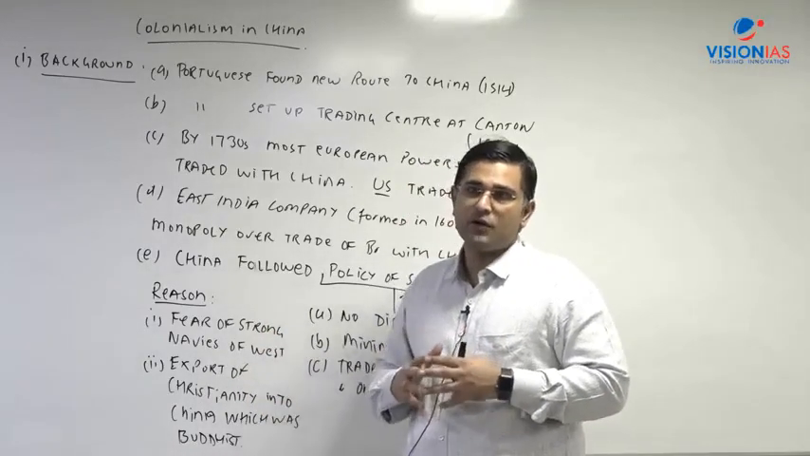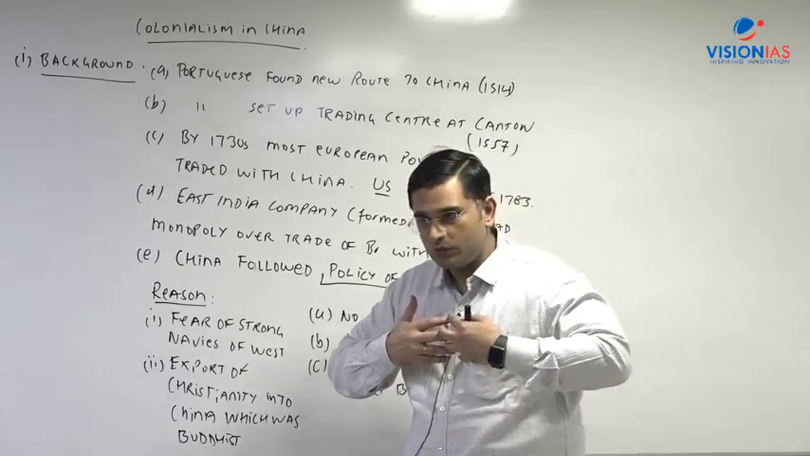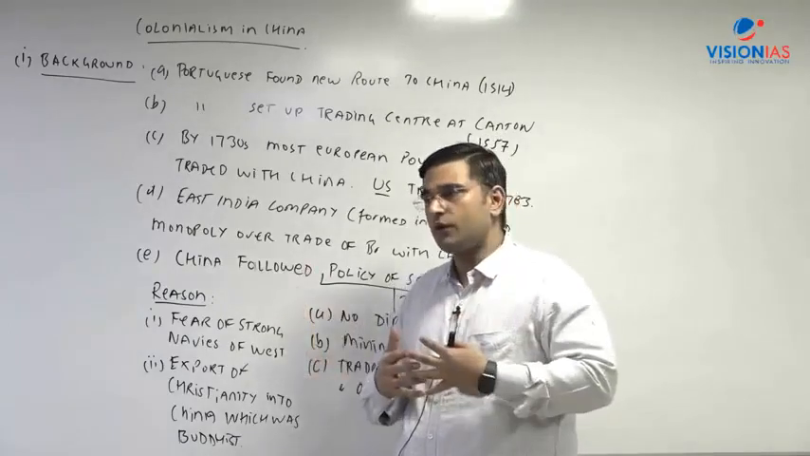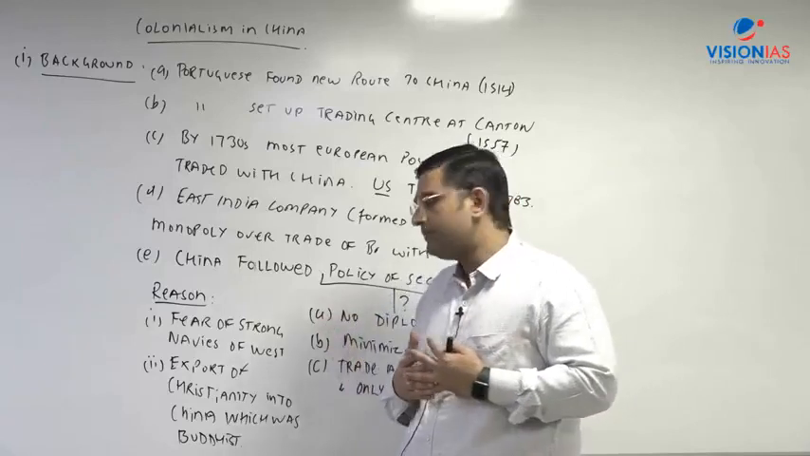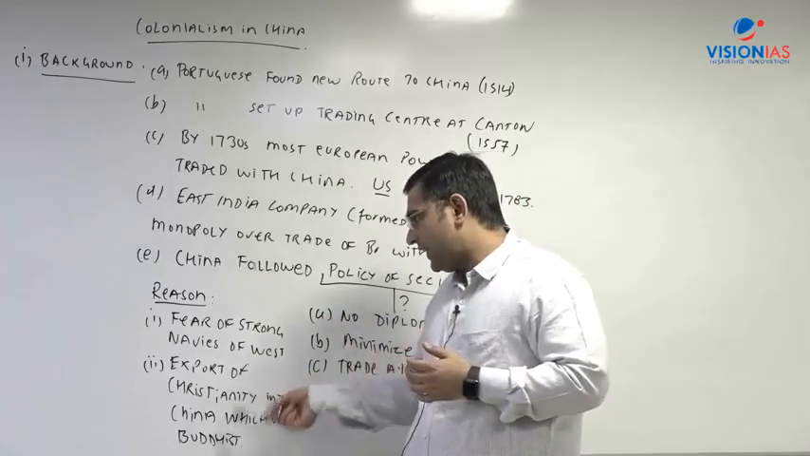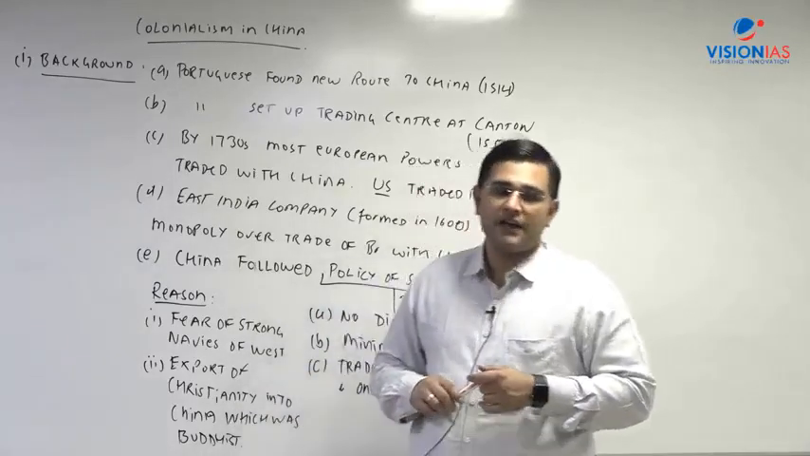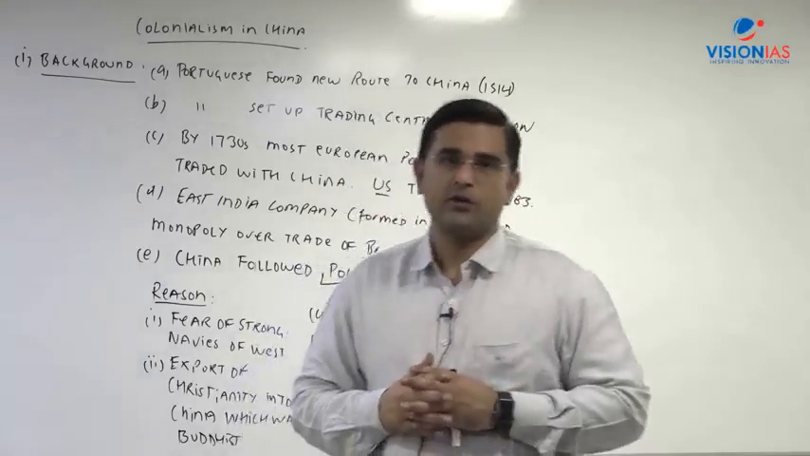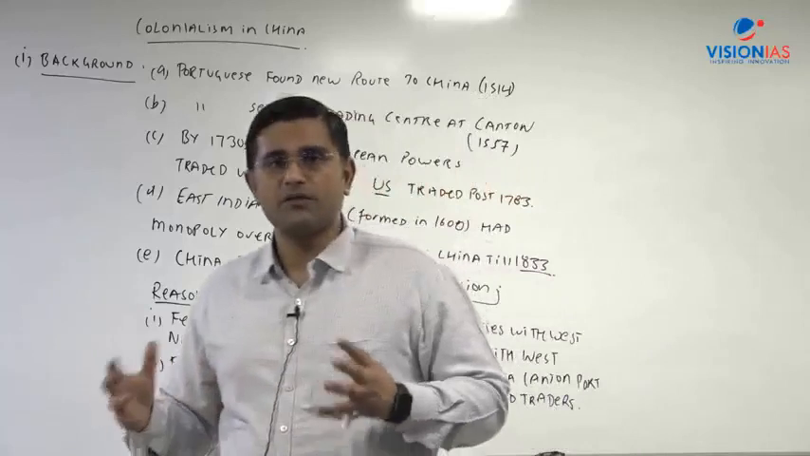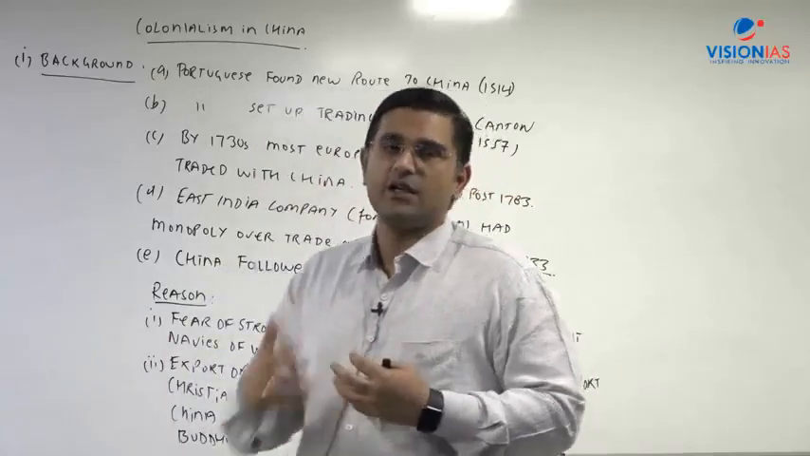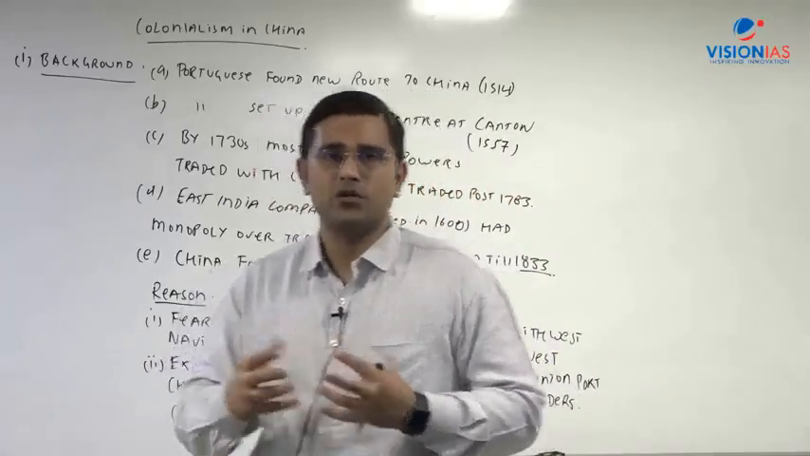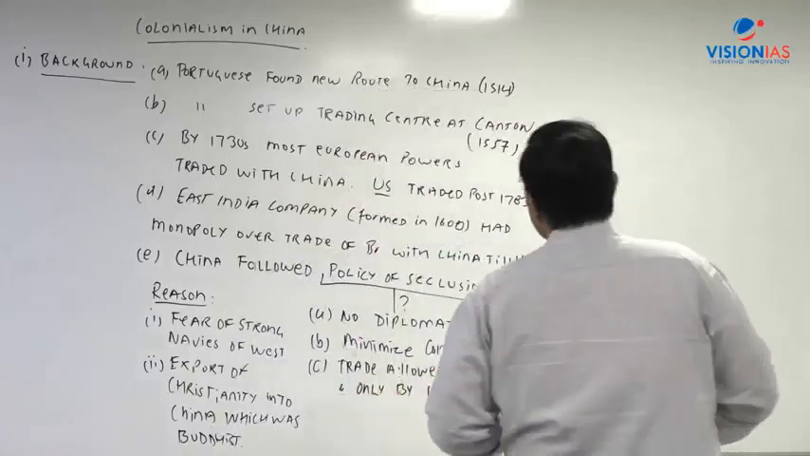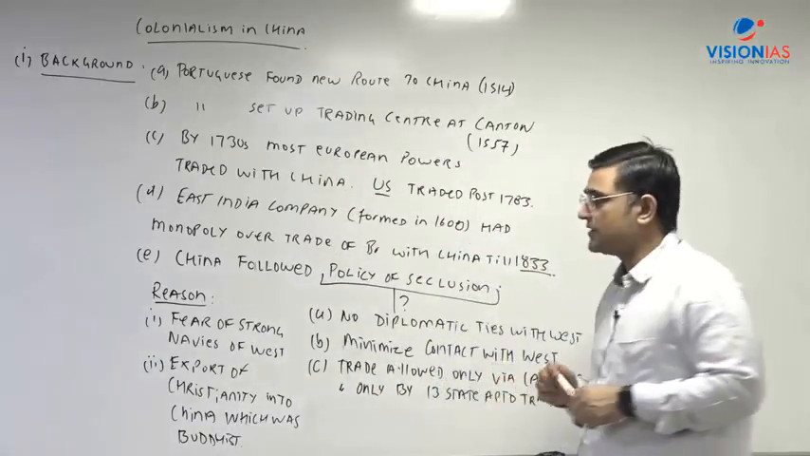The Western powers wanted to do missionary activities. They wanted to spread Christianity to the rest of the world, right? And when they did that in China, the Chinese became a little wary, and therefore they started following the policy of seclusion. They were unhappy that why these foreign powers are trying to change the culture of China, why they are trying to export Christianity into China. So this is the background, right, of colonialism in China.